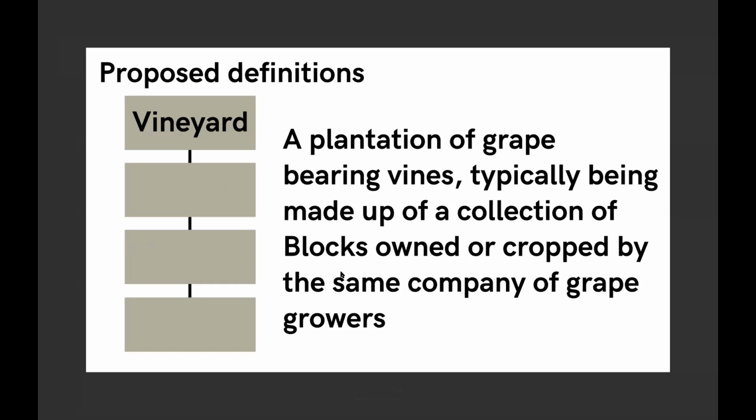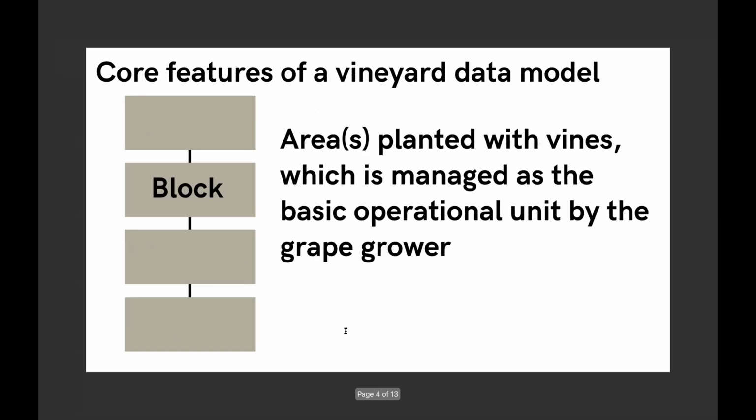These definitions aren't from Ollie and myself, but from the community. A vineyard is a plantation of grape-bearing vines, typically made up of a collection of blocks owned or cropped by the same company of grape growers. So that is the foundational larger part of a vineyard. A block is an area or areas, if it's not contiguous, of vineyards planted with vines, which is managed as the basic operational unit by the grape grower. So that's that foundational management unit within a vineyard.